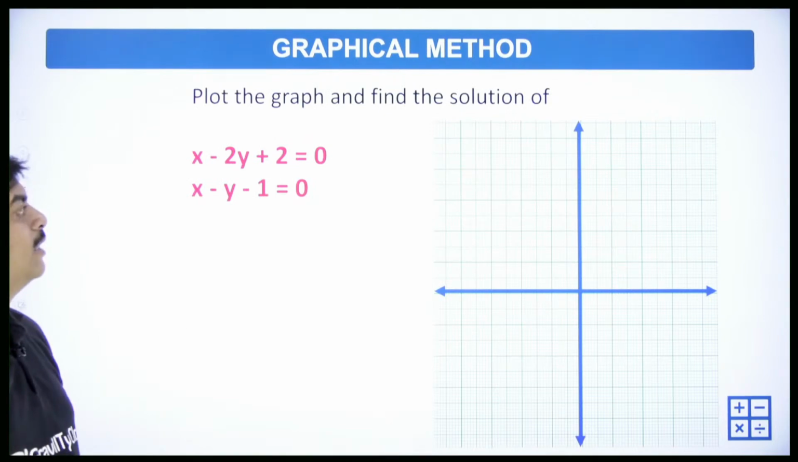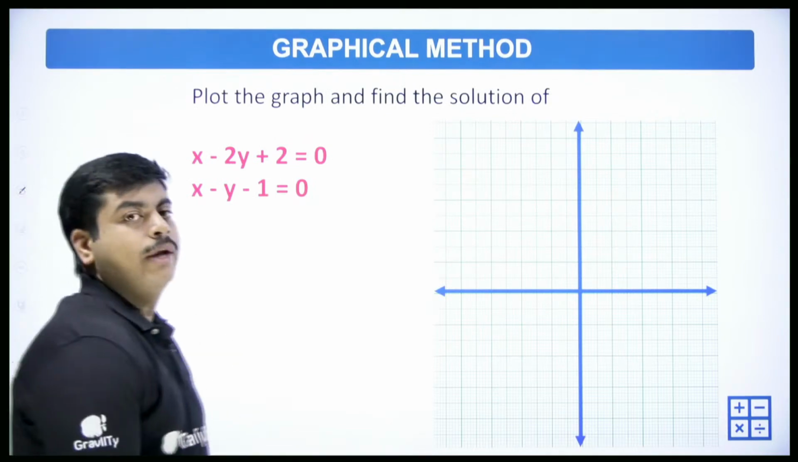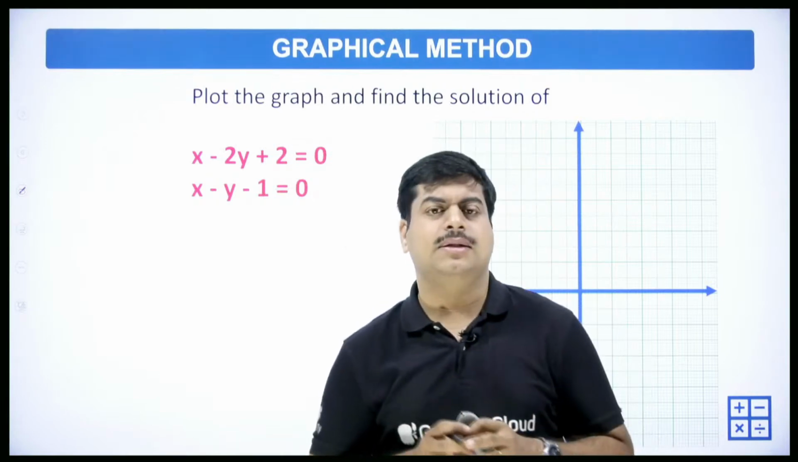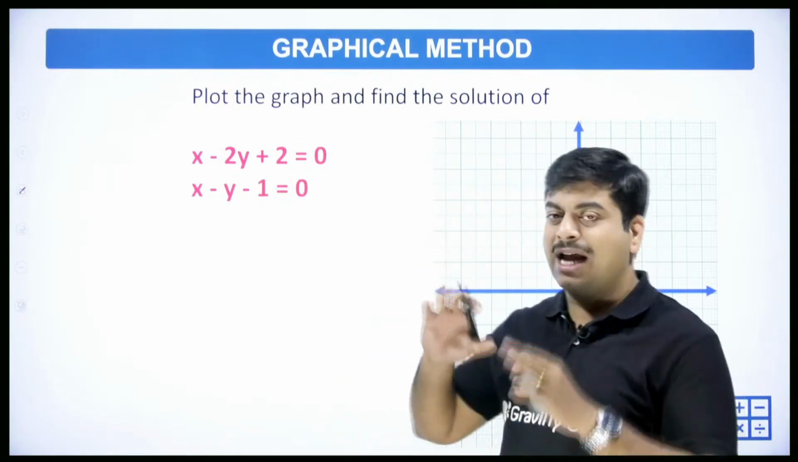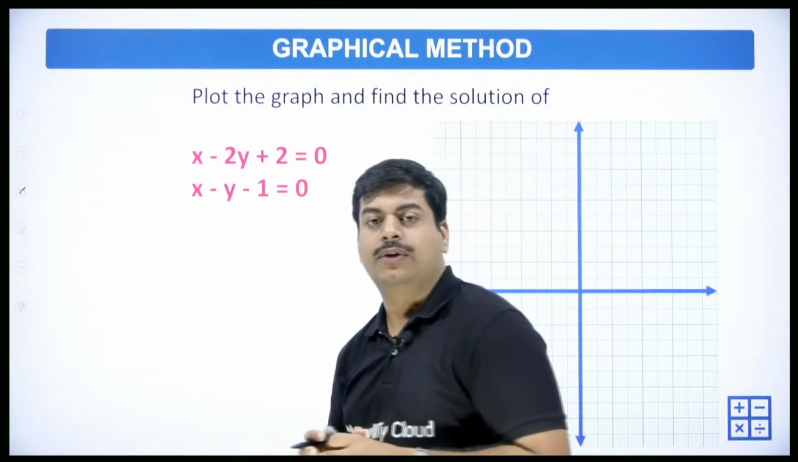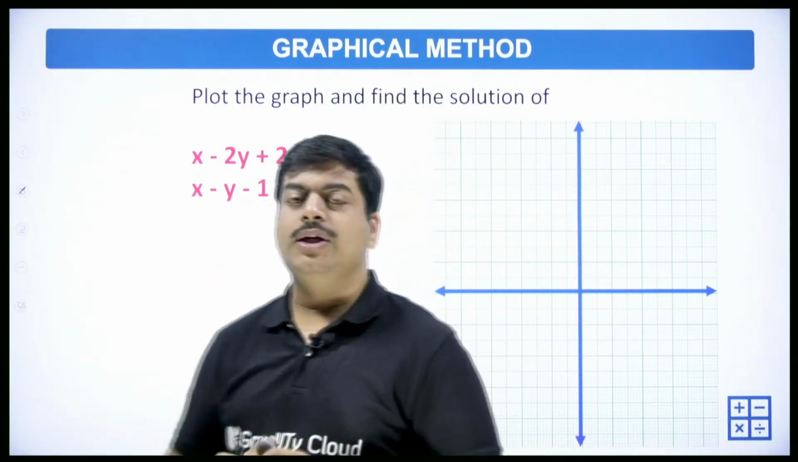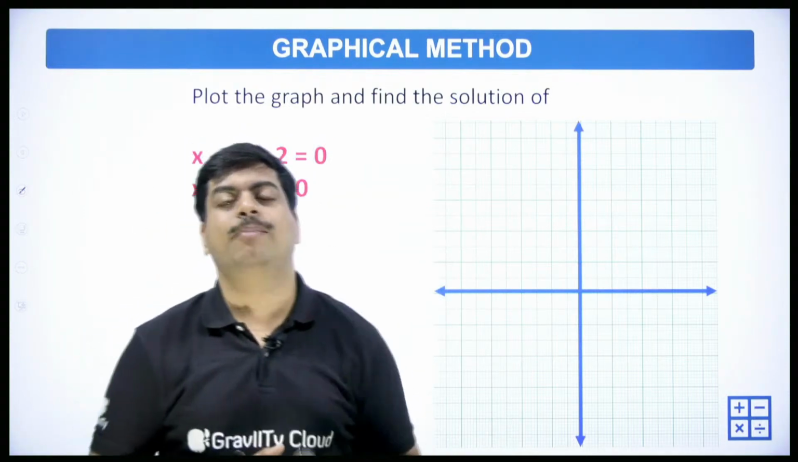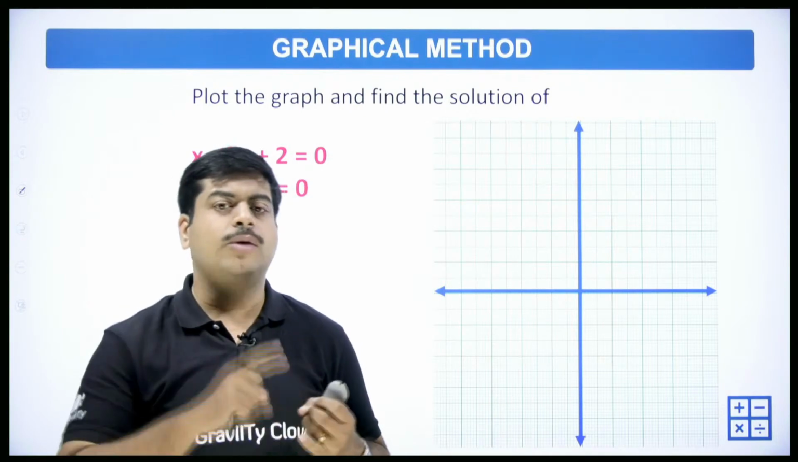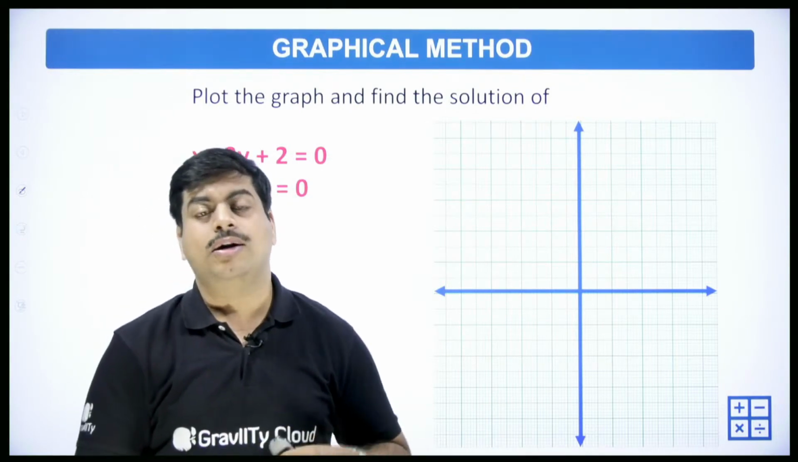Plot the graph and find the solution of x minus 2y plus 2 equal to 0. To find the solution, we have different methods. The first one we're going to discuss is the graphical approach. In the same way, we also have the algebraic approach. We can try to solve equations directly without the help of a graph. But as we discussed just now, the lines meet at one point, or they don't meet, or they're coincident.